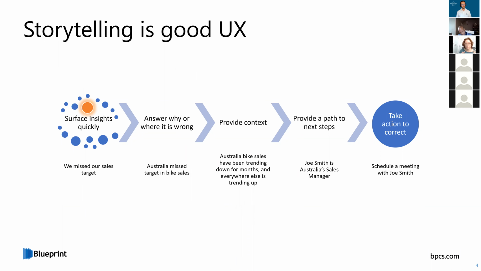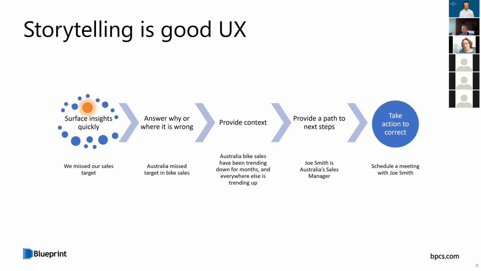So here I have, we missed our sales target, right? That needs to be really visible. That needs to be one of the first things they see on that report. Like, okay, we have a problem here. And answer what or where it went wrong. So we say, well, Australia missed the target in bike sales. So we can have that information highlighted somewhere.